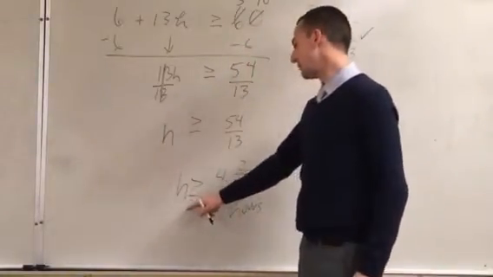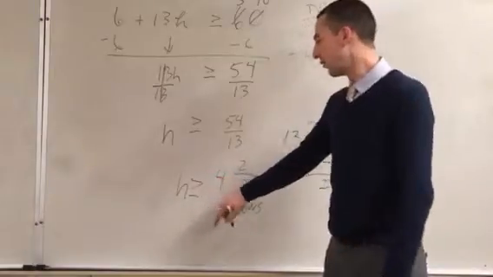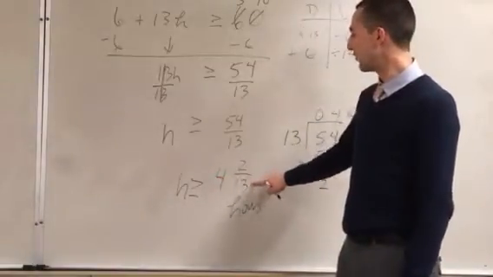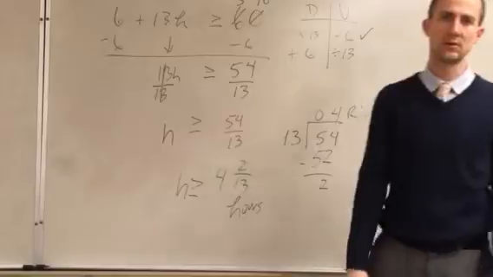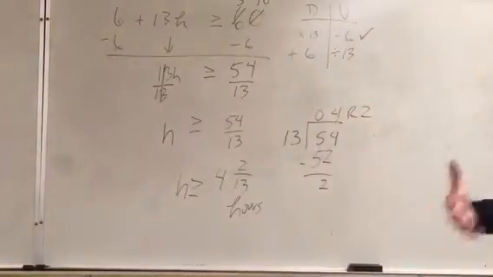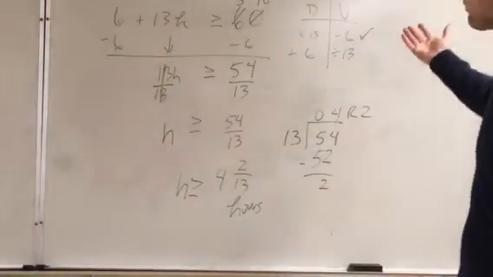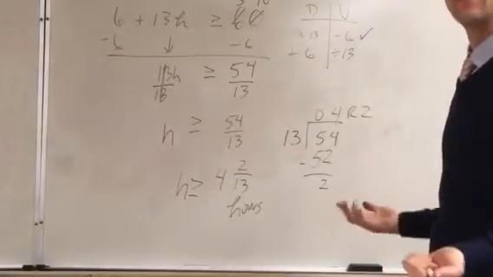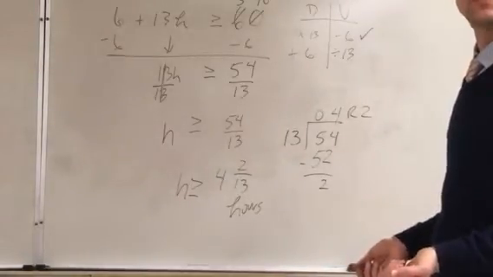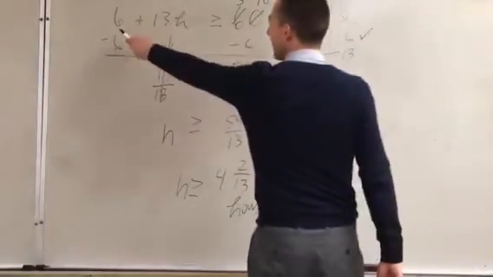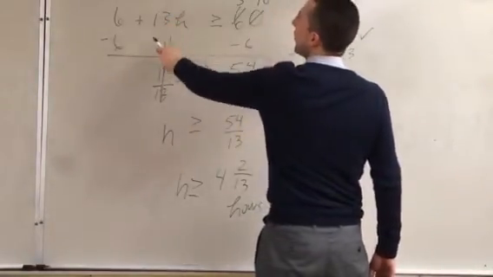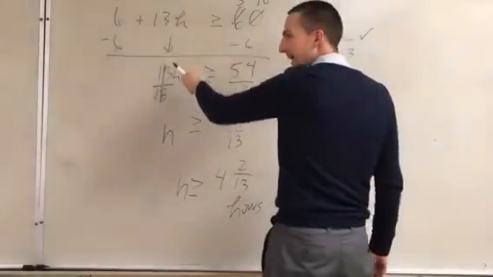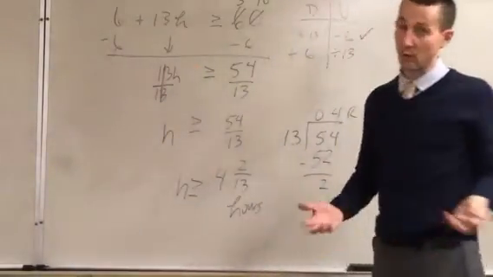So the number of hours is greater than or equal to 4 2/13 hours. The numbers are not that nice, but you can see the process is pretty simple, and it will be the same process for every kind of problem like this, where we start with some amount, and then we get some more per hour, per day, per Pokemon card, whatever.